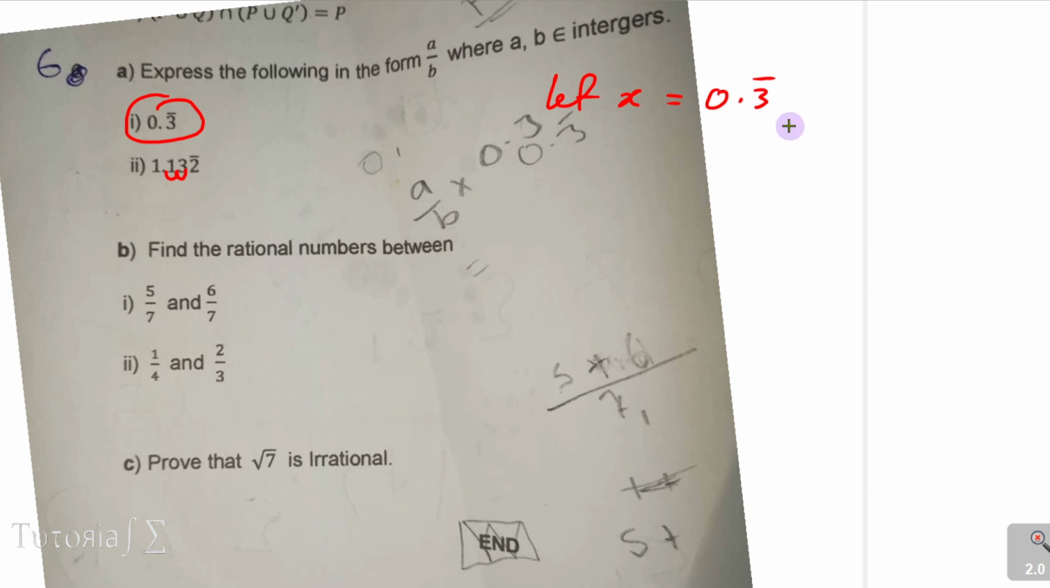So 0.3 bar. Now we need to ask ourselves a question: is the point just before the repeating term? In this case the point is before the repeating term, so we can call this our equation 1. Equation 2 will come from us writing the value, the x, then we'll write 0 point, then we'll write the term that is repeating once, then the second time we write a bar on that one.